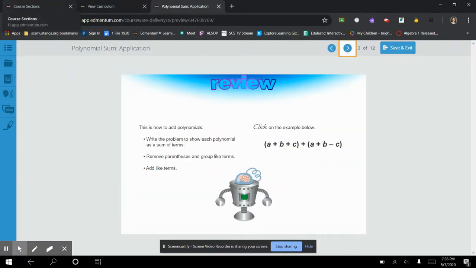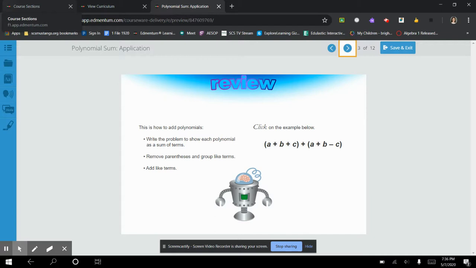And so if we're looking at how they have the review for us, looking at how to add polynomials, we want to write the problem to show each polynomial is a sum of terms, and then remove the parentheses and group like terms, and then add those terms.